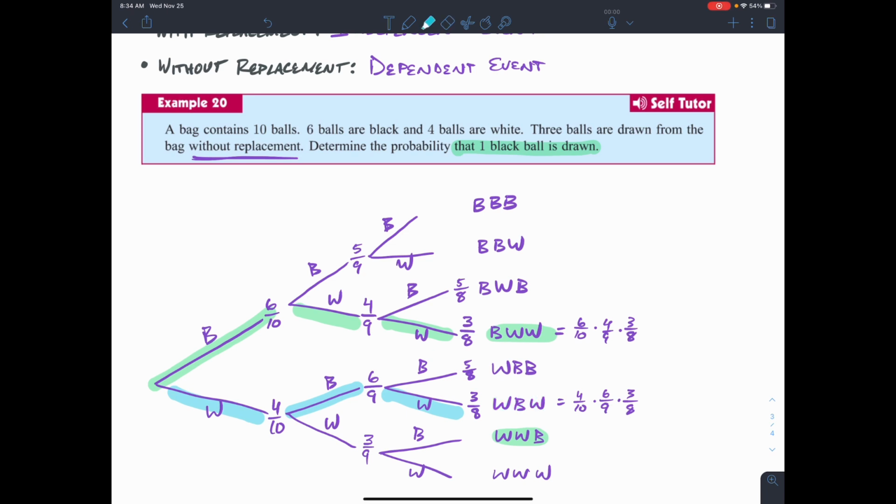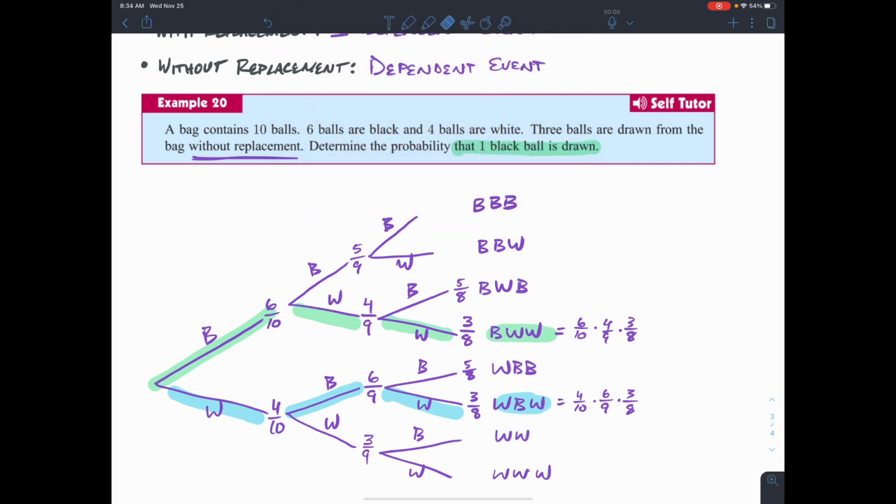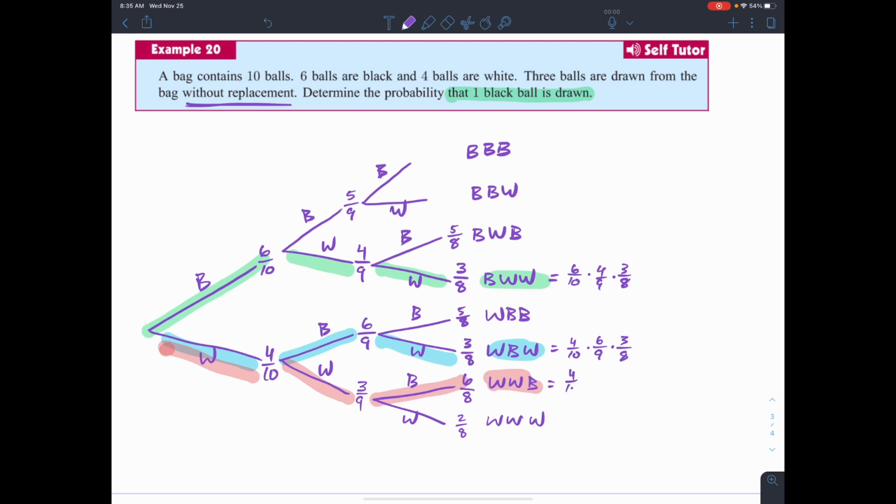All right, and if we want to keep it consistent, we'll just make that the blue there. There we go. And our last one, what color are we going to do here? Let's do a nice pink, a pinkish red here. So we'll make this one our pinkish red color. And to go here, we're going to have to go down this branch, and then this branch, and then this branch. Okay, so we've taken out a white, we've taken out another white, and we still have 6 black balls in there. Two white balls remaining. Okay, so this is now going to be 4 out of 10 times 3 out of 9 times 6 out of 8.